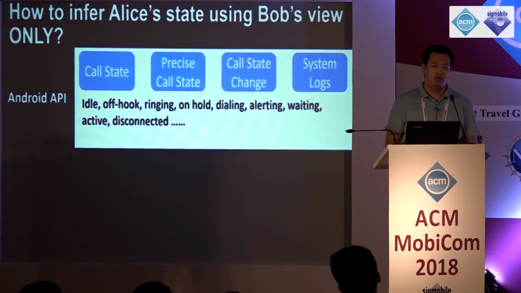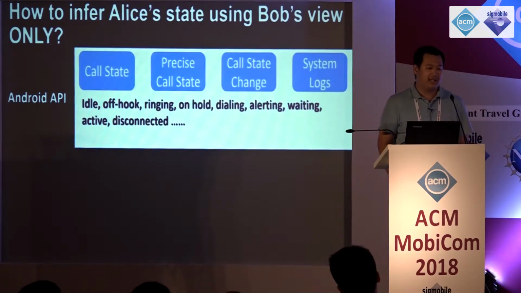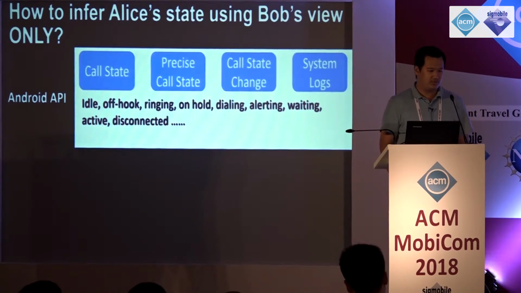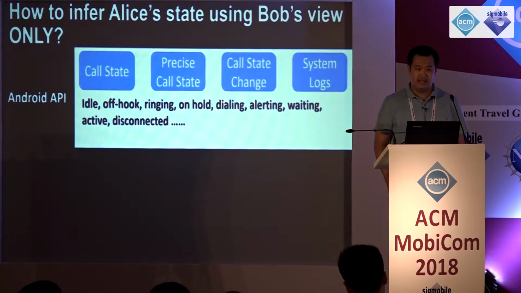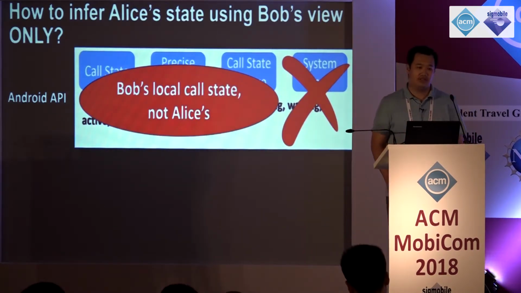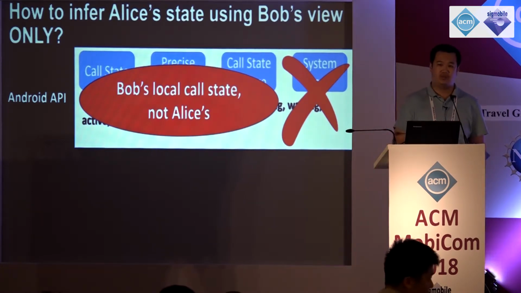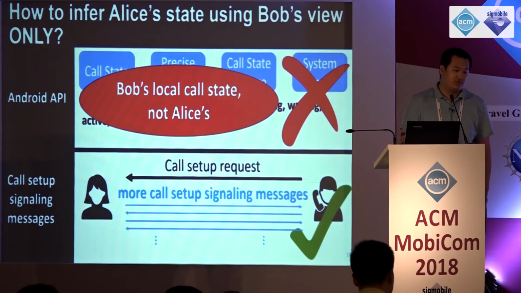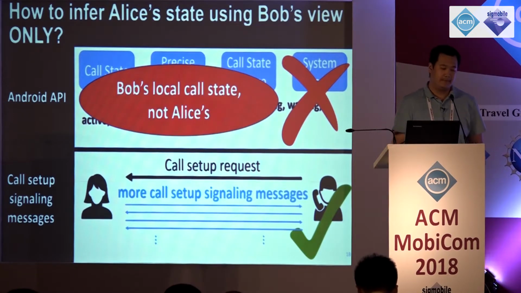This is not simple. We tried all the information we can get from the Android operating system, like call state, previous call state changes, and system logs from the caller application. But none of this works because it is all related to local device state, which is Bob's call state, not the opposite party Alice's state. In fact, we found that we can use the call setup signaling messages to infer the call state of Alice.